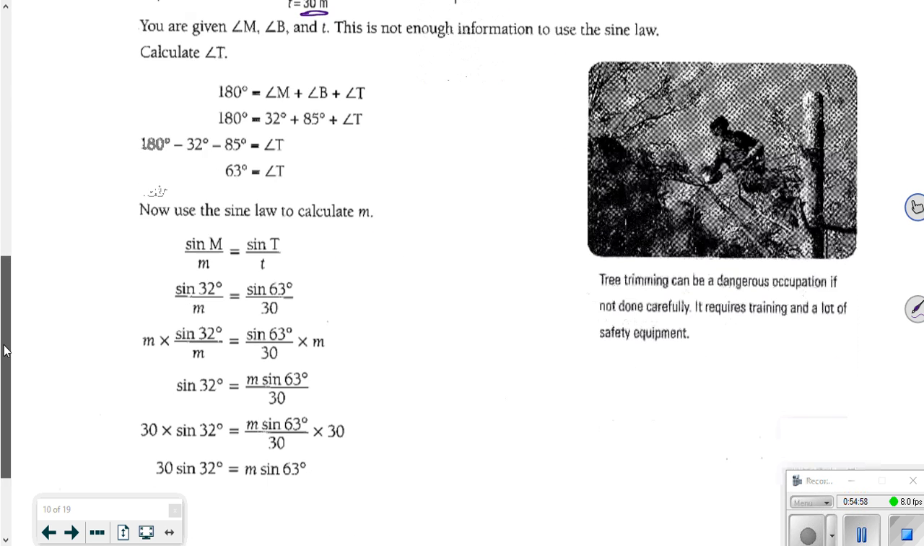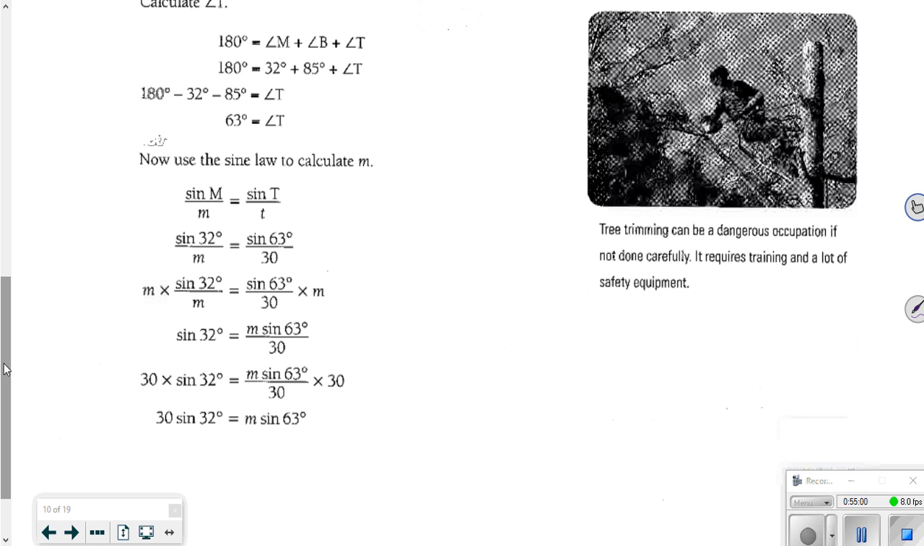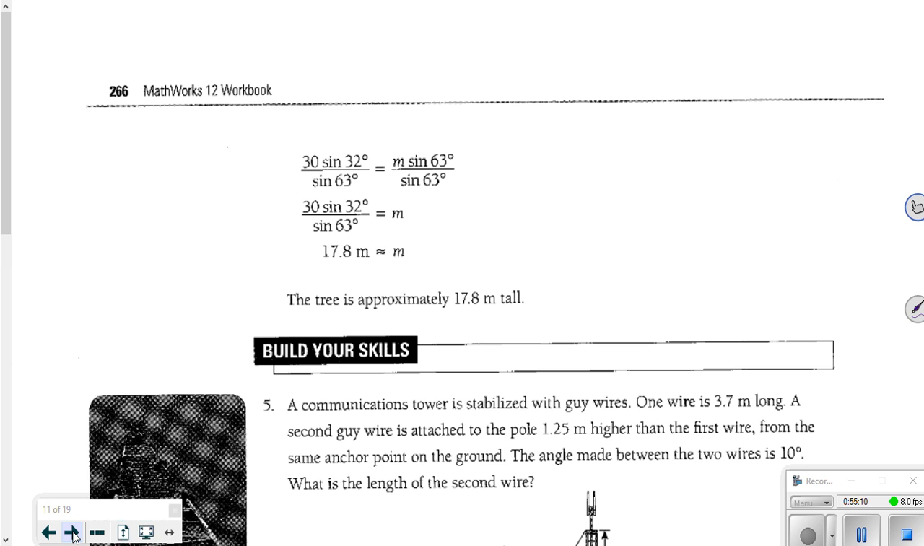That's what they do down here, only they do it the stupid way of rearranging, so it goes on to the next page. Should have just written it with the sides on top to start with. If you had done that, it would have been 3 steps and you still would have got 17.8 meters for the height of the tree. The tree is approximately 17.8 meters tall.